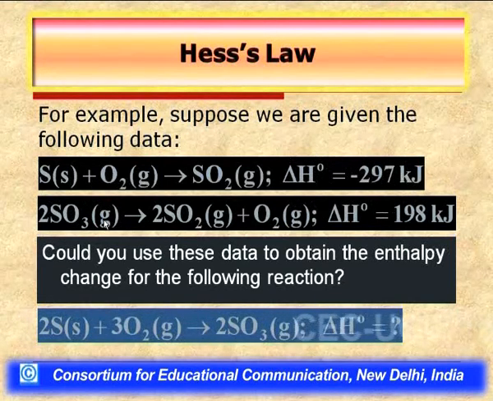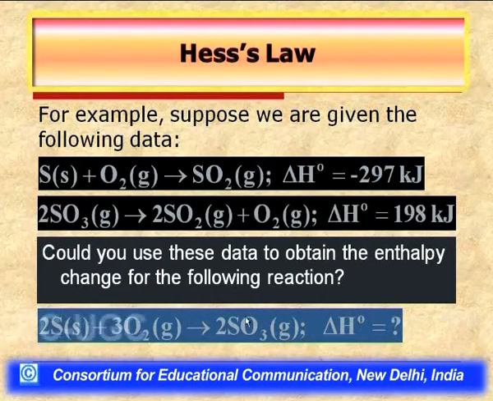Whereas if we have sulfur trioxide, and it decomposes to give sulfur dioxide and molecular oxygen, then the standard enthalpy for this reaction is 198 kilojoule per mole. Now the question arises: could you use this data to obtain the enthalpy change for this reaction, which is nothing but the combustion reaction of sulfur, where sulfur combines with oxygen to produce sulfur trioxide? Can we use the data set and these two thermochemical equations to determine the enthalpy change of this third reaction?